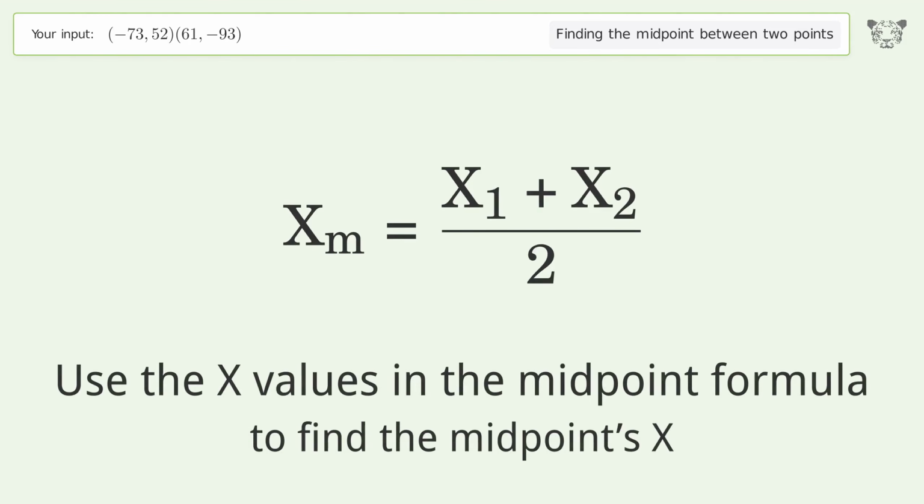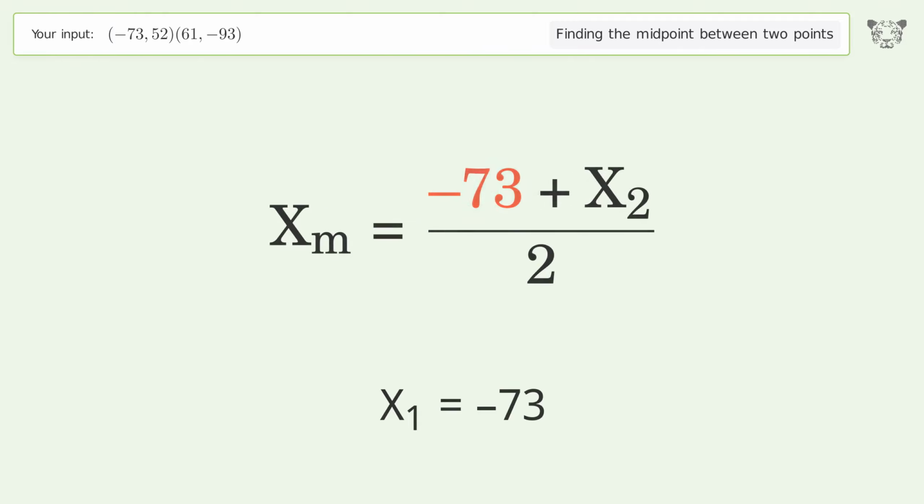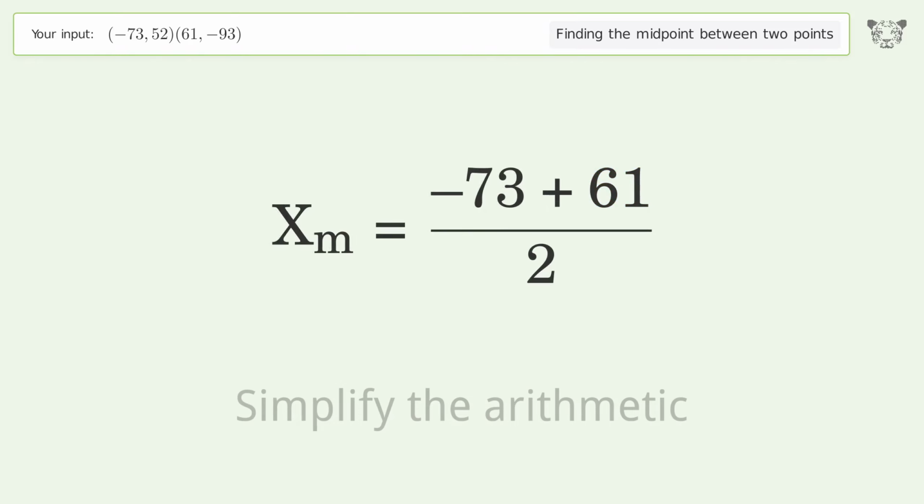Use the x values in the midpoint formula to find the midpoints x. x1 equals -73. x2 equals 61. Simplify the arithmetic.